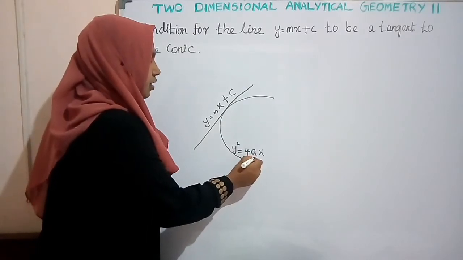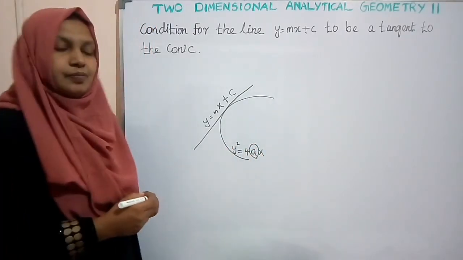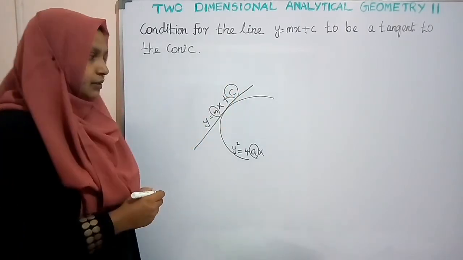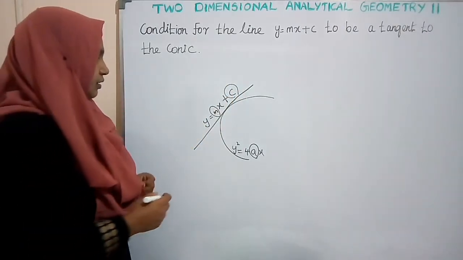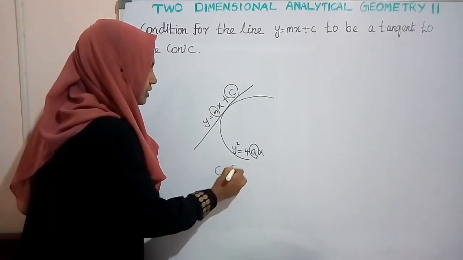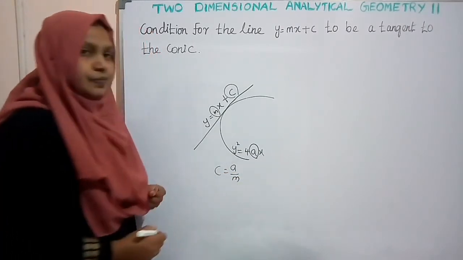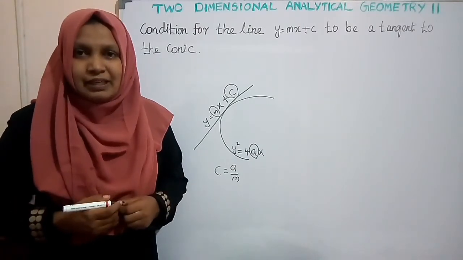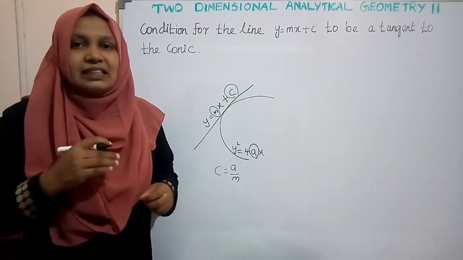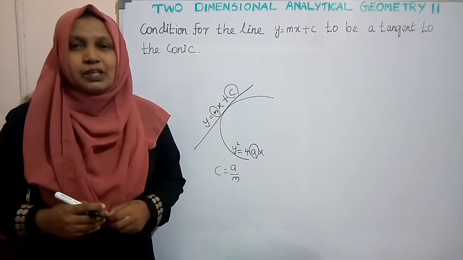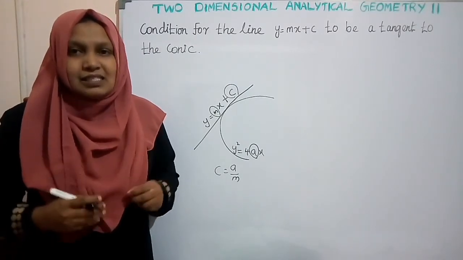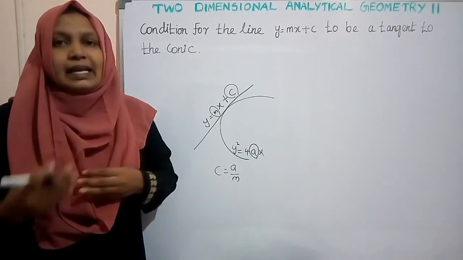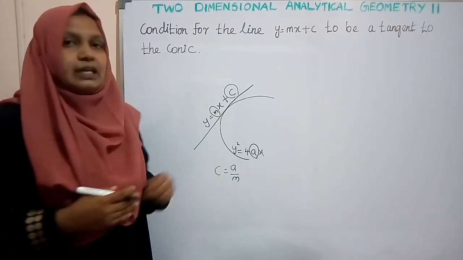Just choose the constant a from the curve and also m and c from the tangent line, that is from the given line. Then check this condition, c is equal to a by m. Suppose both are equal, your c value is equal to a by m, it means we can say that the given equation represents a tangent to the parabola. Understood? So to check whether it is a tangent line or not, we can use this condition.